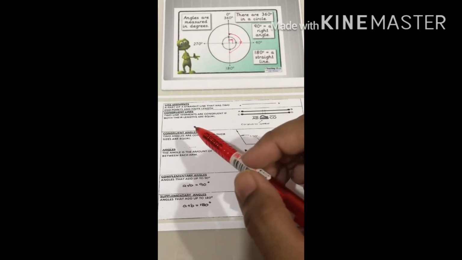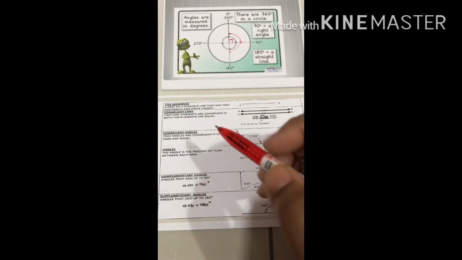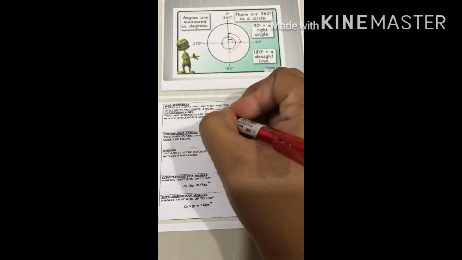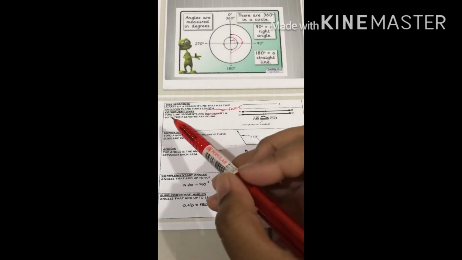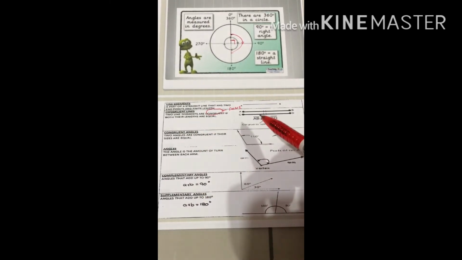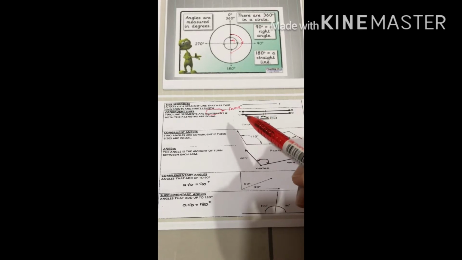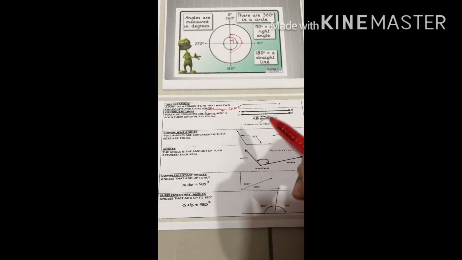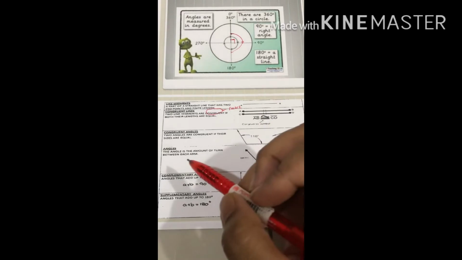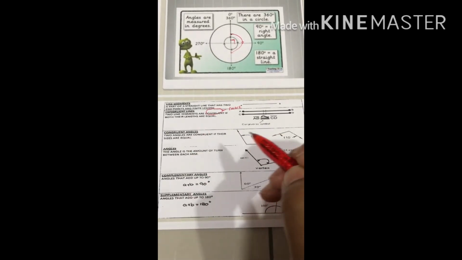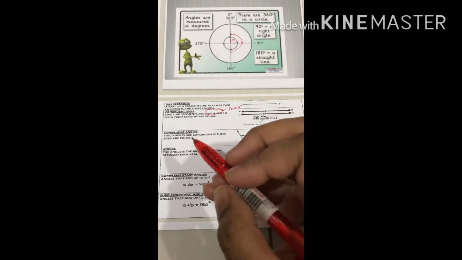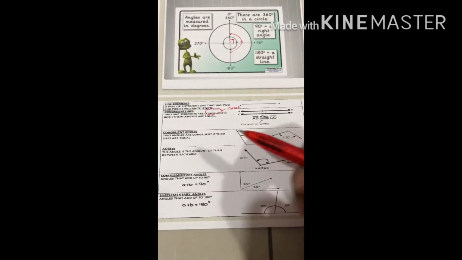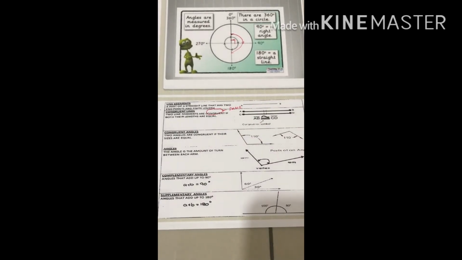And then congruent lines: two line segments are congruent. Congruent means same. You see these two lines have the same length, so we call them congruent lines. And then congruent angles: this angle is 110, and this angle is also 110, so these angles are the same size, which is congruent angles. Please highlight, very, very important. Just remember congruent means same.